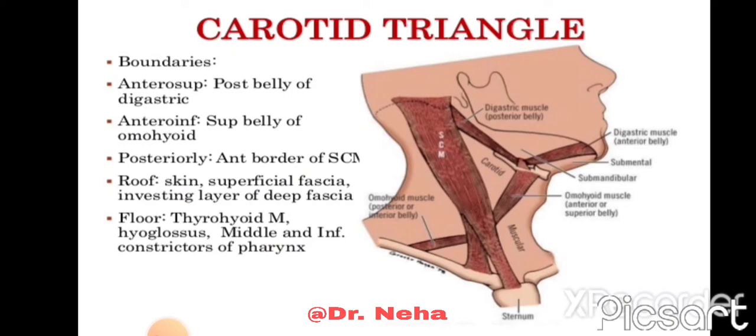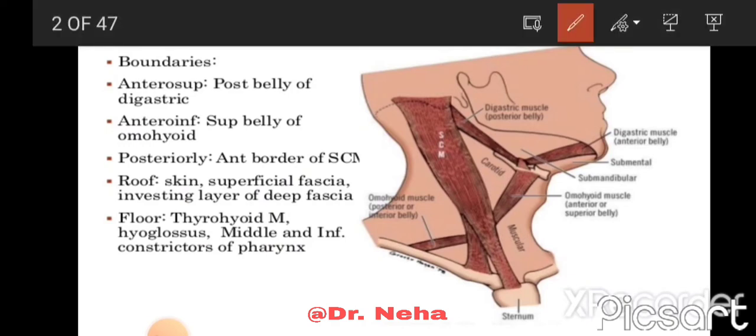Now the boundaries of the carotid triangle. Anterosuperiorly it is bounded by the posterior belly of digastric, anteroinferiorly by the superior belly of omohyoid, and posteriorly by the anterior border of sternocleidomastoid muscle.